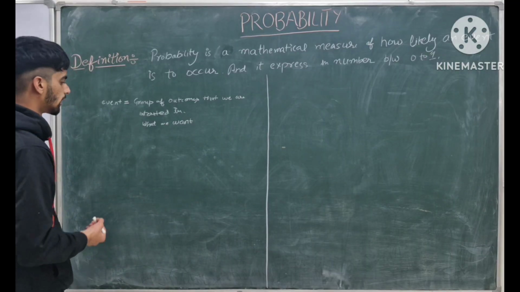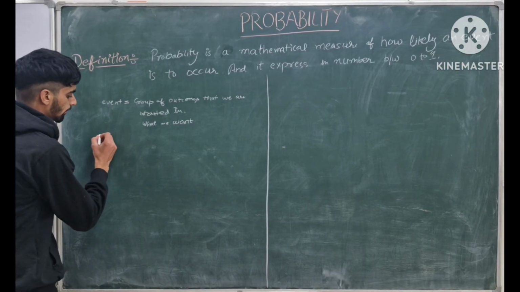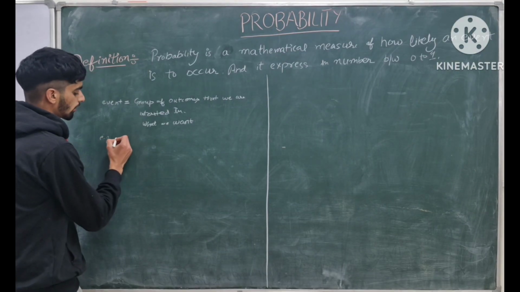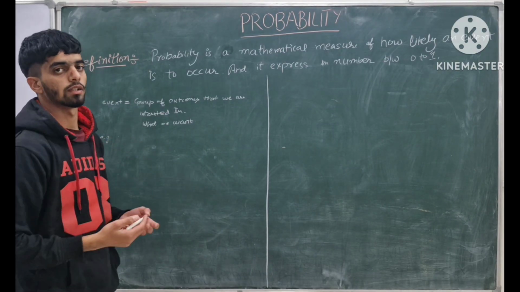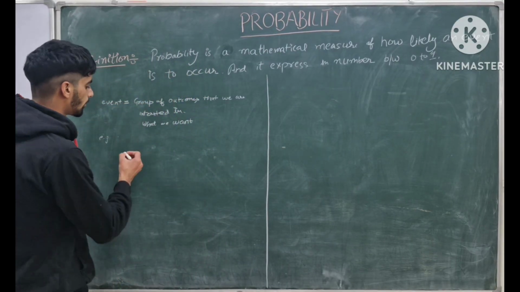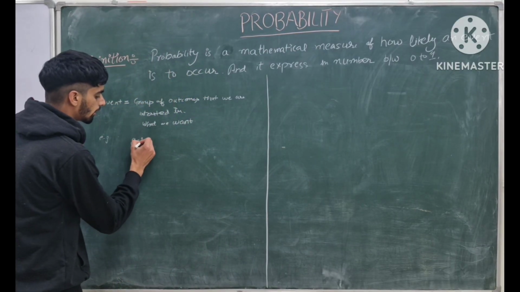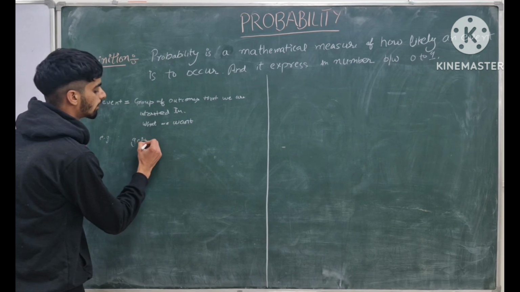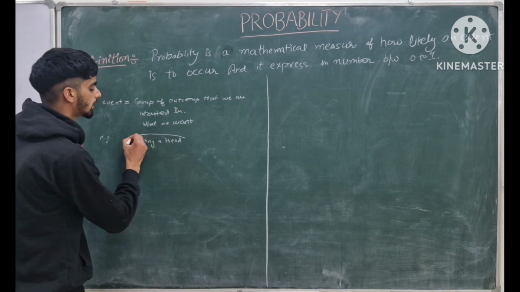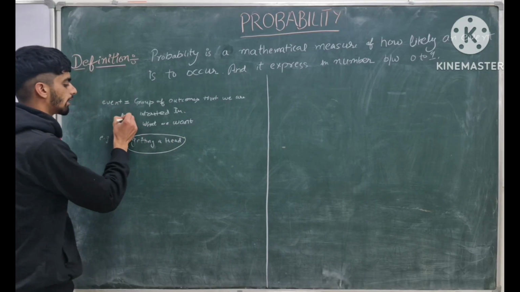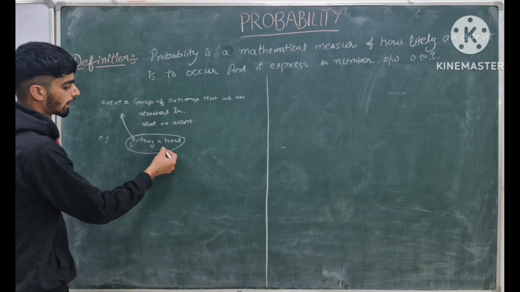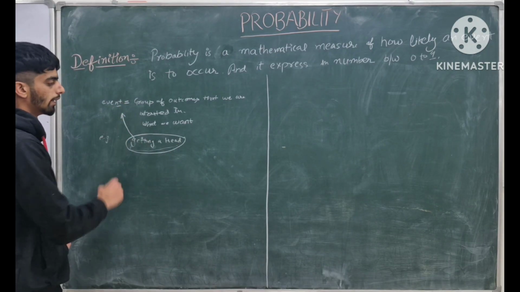Let's explain this with the help of an example. Let's say for tossing a coin we want the probability of getting a head. So the probability of getting a head, basically this term is our event. This is the meaning of event. What we want is getting a head, so this is our event.